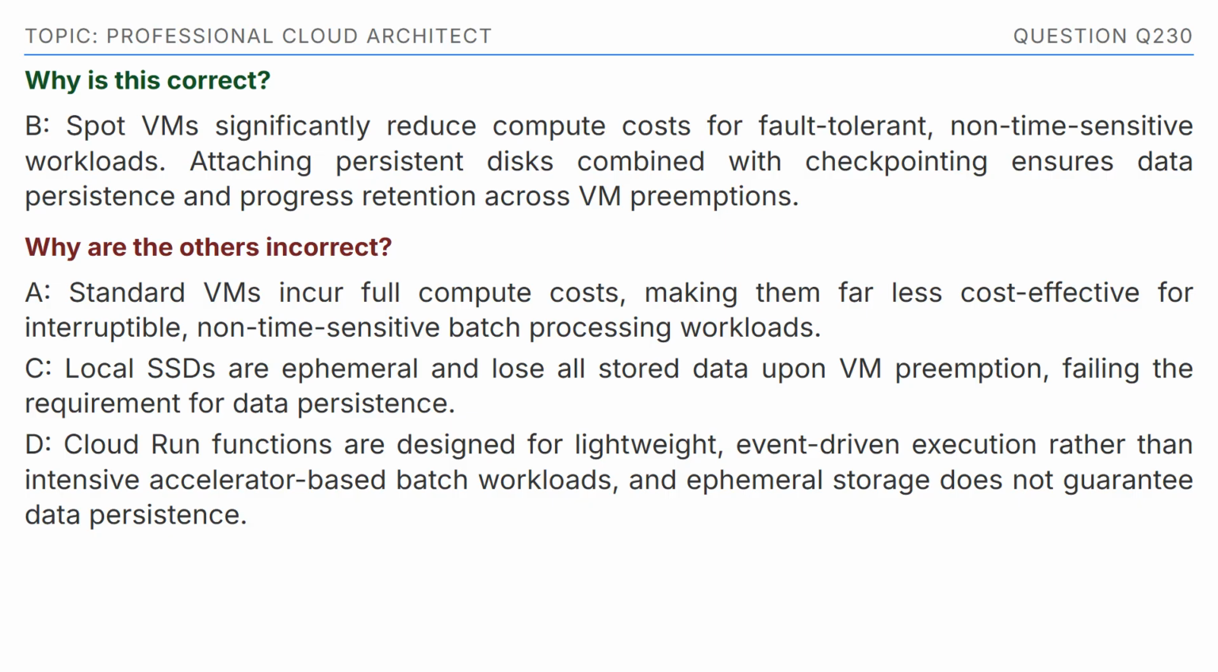Why are the others incorrect? F. Standard VMs incur full compute costs, making them far less cost-effective for interruptible, non-time-sensitive batch processing workloads. C. Local SSDs are ephemeral and lose all stored data upon VM preemption, failing the requirement for data persistence. D. Cloud Run functions are designed for lightweight, event-driven execution rather than intensive accelerator-based batch workloads, and ephemeral storage does not guarantee data persistence.